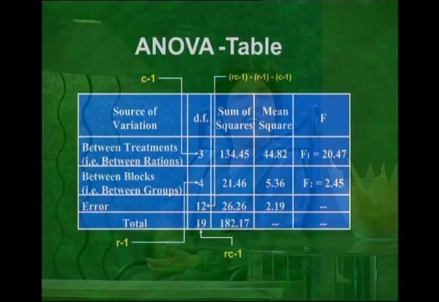Students, these formulae for degrees of freedom, as you can see, are extremely simple. The only thing that you have to keep in mind is that if you have taken treatments column-wise, then obviously the degrees of freedom for treatments will be C minus 1.